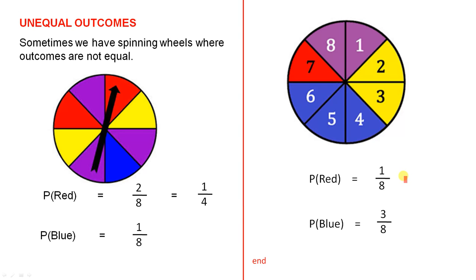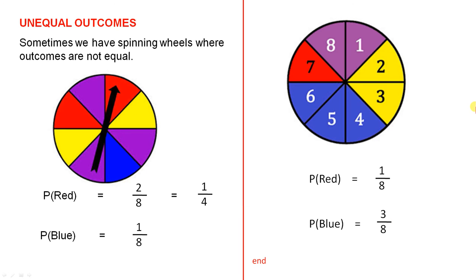Let's look at this one. Here we have 8 different areas. Again, the probability of landing on a red here is 1 over 8, because there's only one red area, but there are 8 different areas, so it's 1 over 8. And the probability of landing on a blue is 3 over 8, because there are 3 areas that are blue, 8 areas altogether. So the probability of landing on a blue is much greater than the probability of landing on a red.